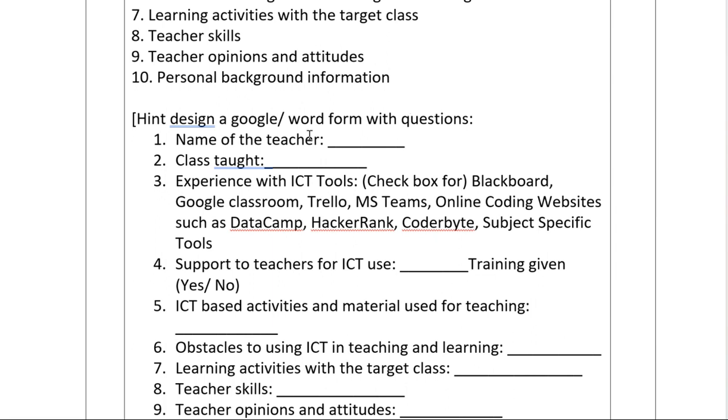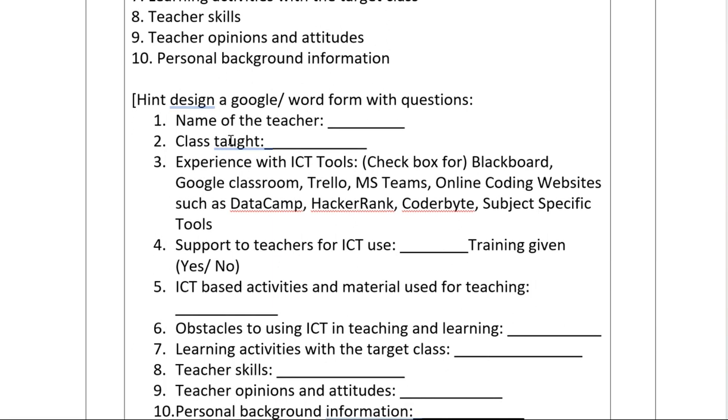You can prepare a Google form or you can simply prepare a form on paper or in Word. So what information you need to collect: name of the teacher, class that the teacher teaches, like standard 10th, 12th or whatever, experience with the ICT tool. So we can create a checkbox with this information like which are the ICT tools that are used. So we can give some samples like Blackboard, Google Classroom, Trello, MS Teams, online coding websites such as DataCamp, HackerRank, CodeBytes. Then we can have the subject specific tools like QGIS, or Google Maps or any other software. So we can give any of the options and ask to check the options.